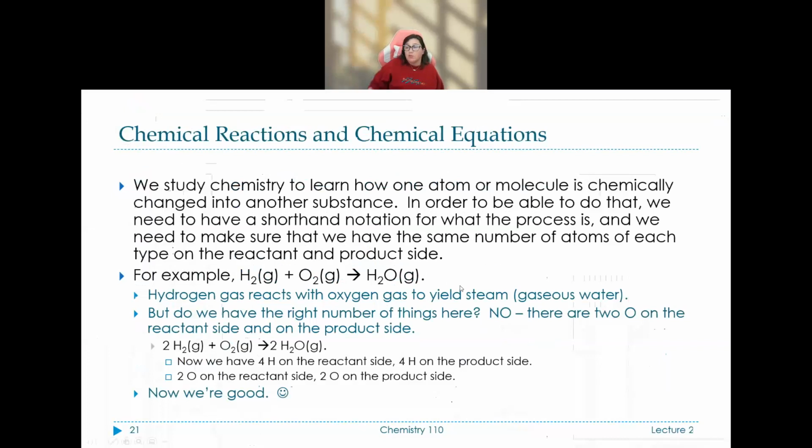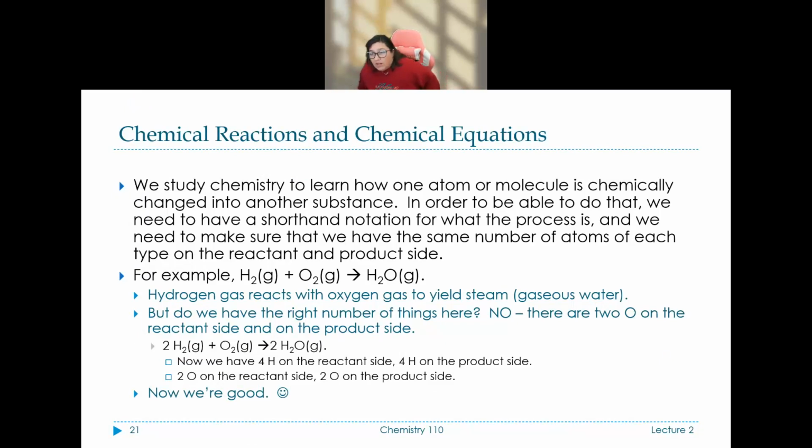So we study chemistry because we want to learn how one atom or molecule is chemically changed into another substance. In order to be able to do that, we need to have a shorthand notation for what the process is, and we need to make sure that we have the same number of atoms of each type on the reactant side as on the product side. So mass can neither be created nor destroyed. So I have to have the same mass in the beginning as I do in the end, as long as it's in terms of moles.